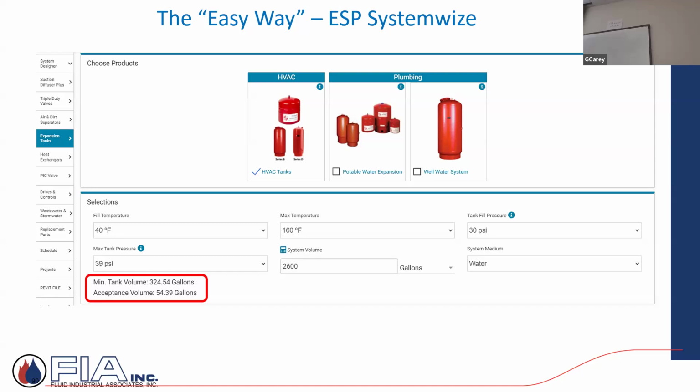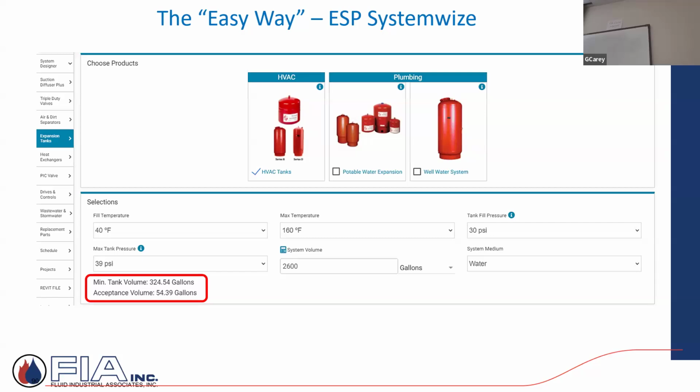Fill pressure was 30 PSI. Max pressure at the tank, we said, was 38.5, call it 39. The volume of water was 2,600. We were just using water. Boom, it spits it out. I need a minimum tank volume of 324.5 and an acceptance volume of 54, because it's getting technical. So instead of 52, it's 54. But that's spit out. But you need to know these answers.